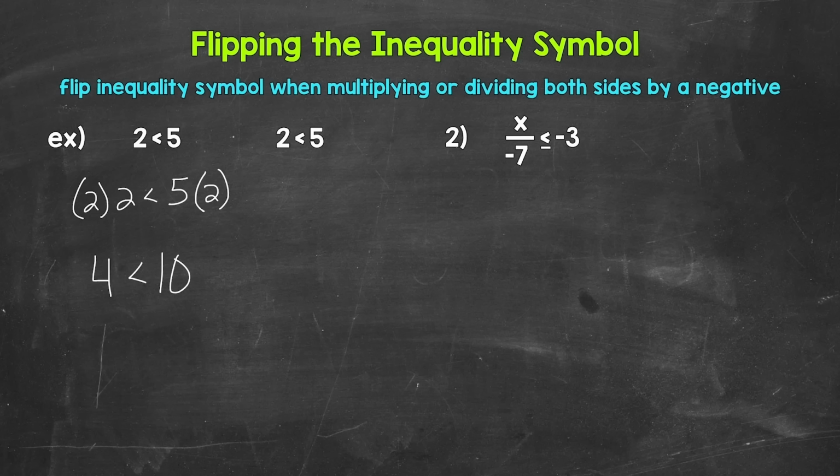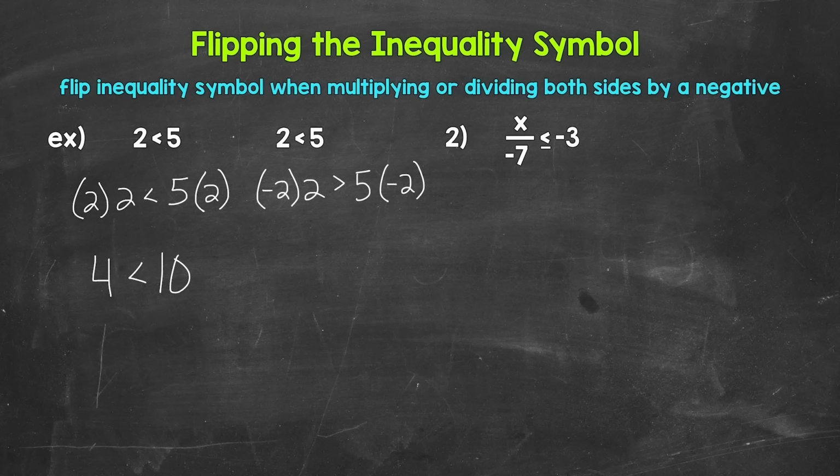Now let's multiply both sides by negative 2. So let's rewrite this with both sides being multiplied by negative 2. But multiplying both sides by a negative changes the inequality. We have to flip the inequality symbol, change its direction. So we're multiplying the left side by negative 2, and then flip the inequality symbol, and then we're multiplying the right side by negative 2.